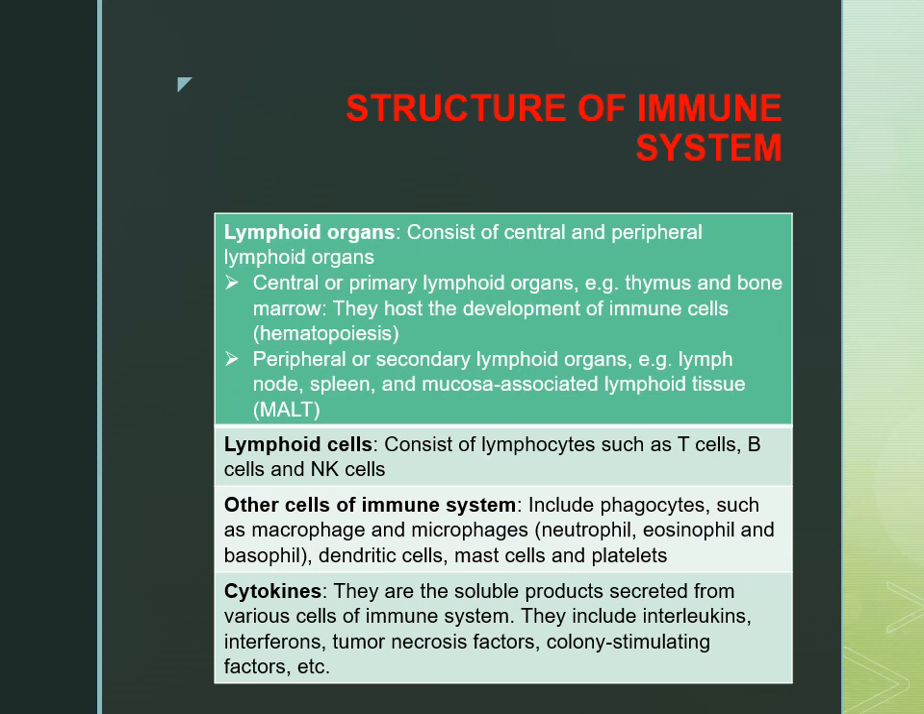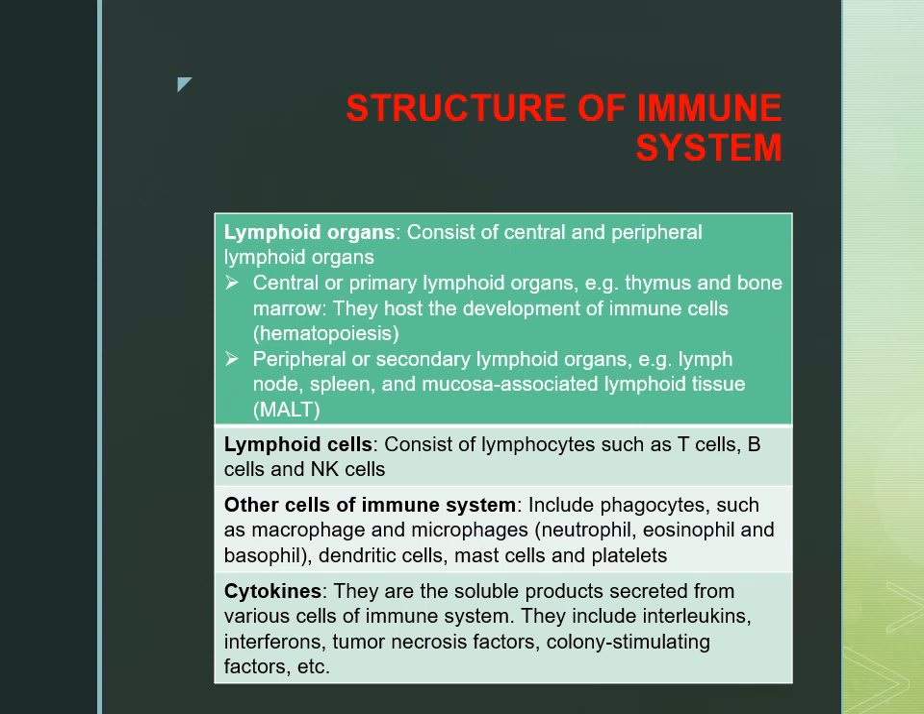Then, other cells of the immune system. The important cells are T, B and natural killer cells, and others which also play a role in the immune system include the macrophages. They are very important, macrophages. Then, of a little lesser importance, are the microphages, which include your neutrophils, eosinophils, platelets, mast cells, and so on. So they all constitute the cells.